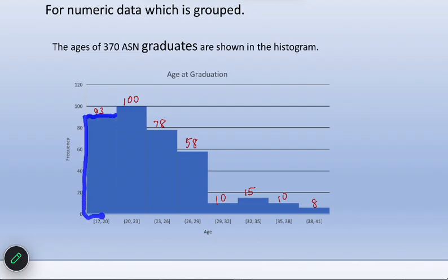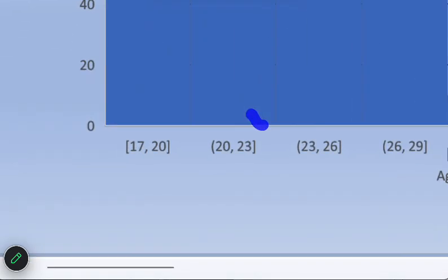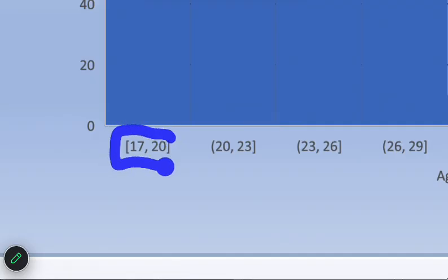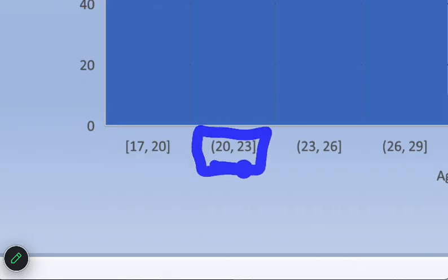If you notice that 93 out of 370 were in the age bracket, that grouped data of 17 to 20, let me zoom in a little bit. So this includes 17 to 20. This does not include anybody that's 20. So it's anyone that's over 20 and has just hit 23.